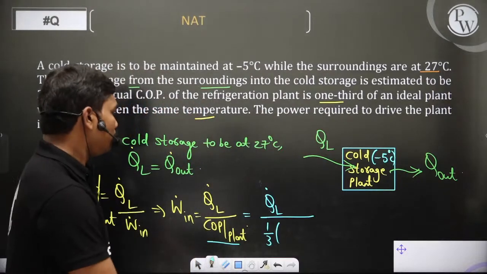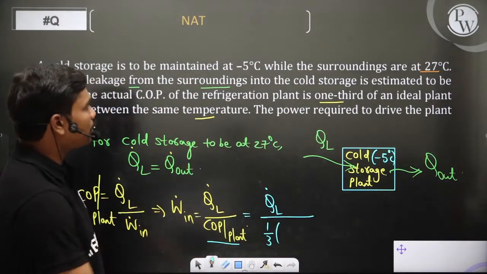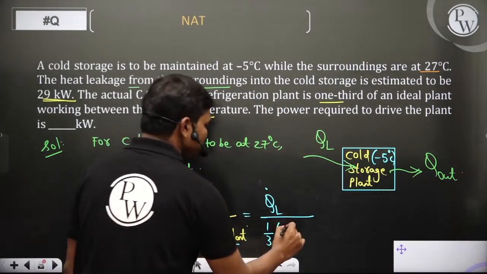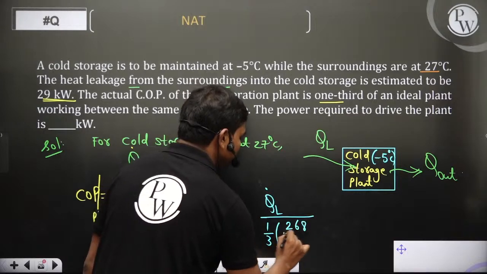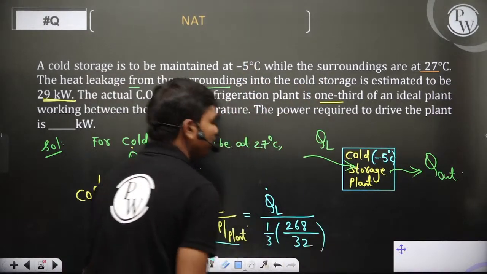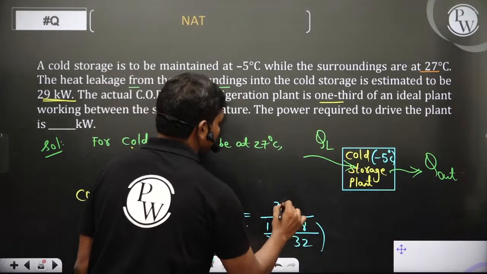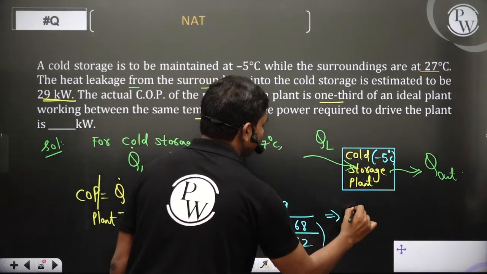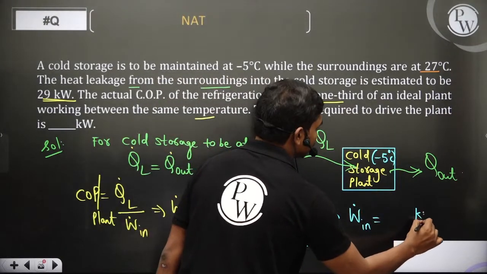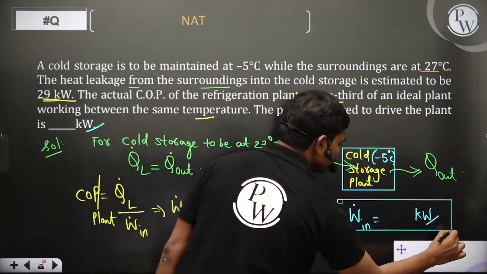So 1/3 times the COP of the plant working between these conditions. The ideal COP: -5 is the temperature of the plant, so definitely this operates at -5. So -5 is 268 divided by 27 and 5, 32. So this is the COP of the actual plant, and this Q dot L is nothing but 29 kilowatts. If you do this, you will get the power input, and this is in kilowatts, so the answer is also in kilowatts. What units were they asking? They were asking in kilowatts. Good. So this is the value.